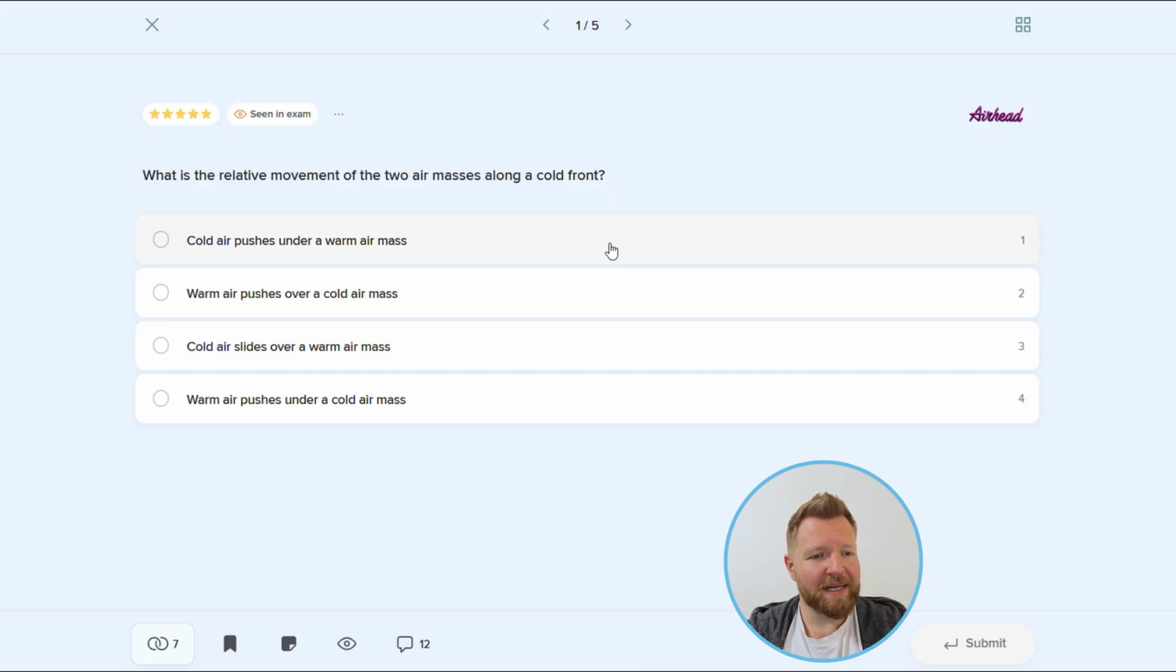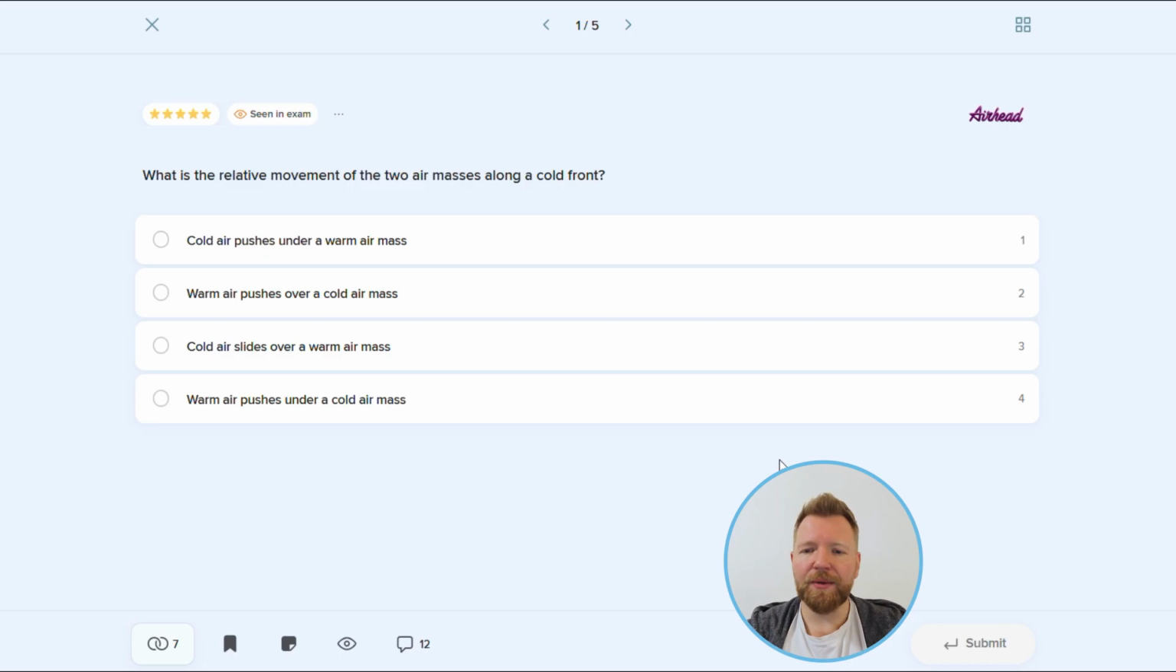Cold air pushes under a warm air mass, warm air pushes over a colder mass, cold air slides over a warm air mass, or warm air pushes under a cold air mass. Okay, so the cold front is basically a cold air mass hitting a warmer air mass. When it happens, the cold, denser air undercuts the warm air, lifting it aloft.